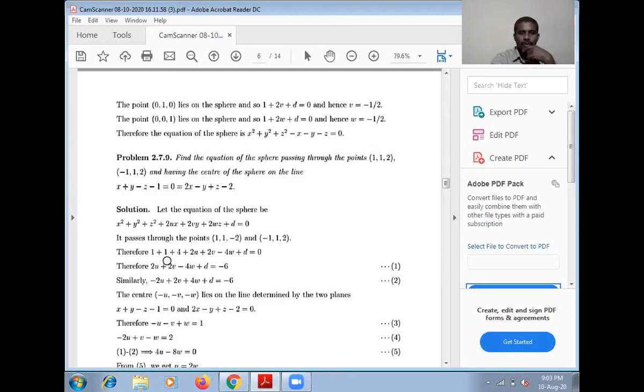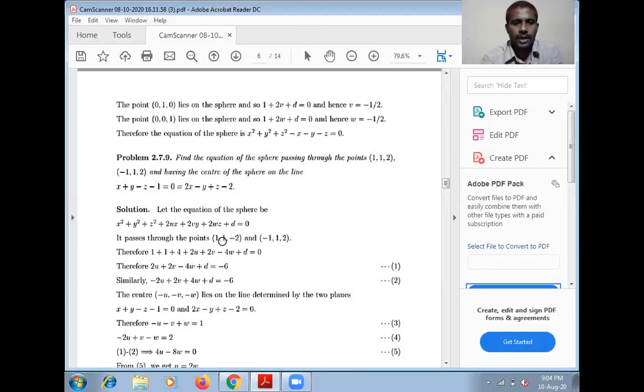So 1 plus 4 plus 2u plus 2v minus 4w plus d equal to 0. Therefore 2u plus 2v minus 4w plus d equal to minus 5. Similarly, this equation passes through minus 1, 1, 2. So we get minus 2u plus 2v plus 4w plus d equal to minus 6.